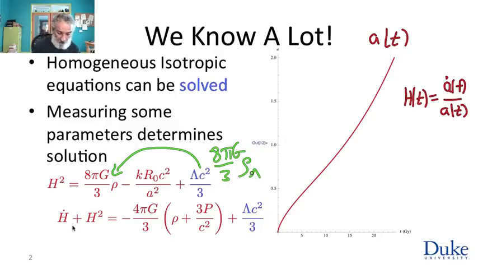The second Friedmann equation is the acceleration equation down here. Remember that this expression on the left-hand side is essentially the second derivative, the rate of change of the rate of change of A, divided by A. So it's therefore called the acceleration equation. And this is determined by both the density and the pressure.